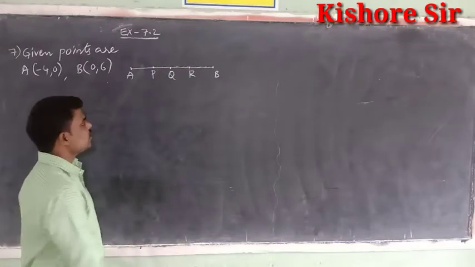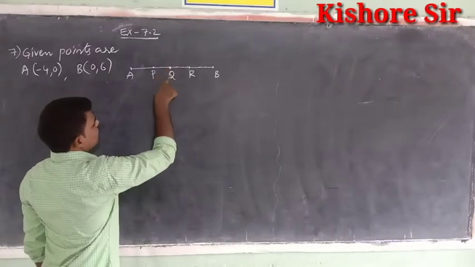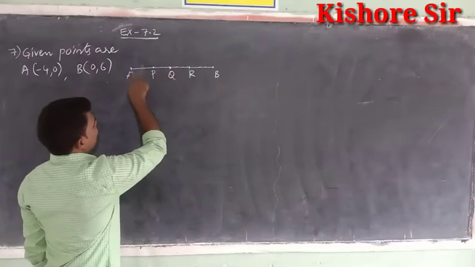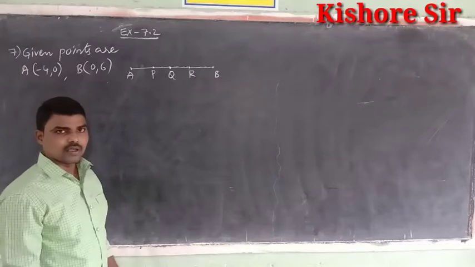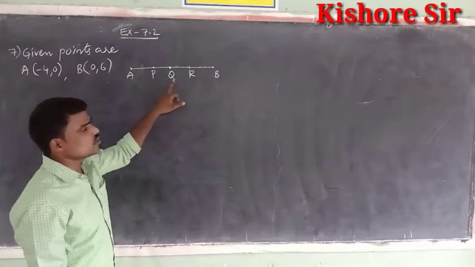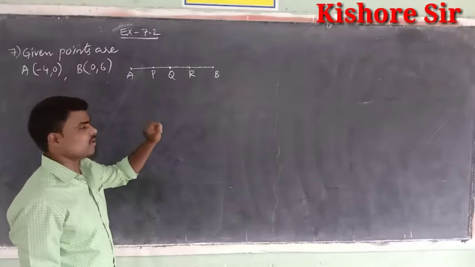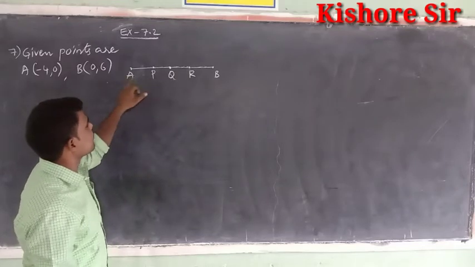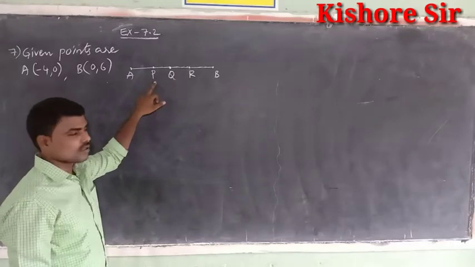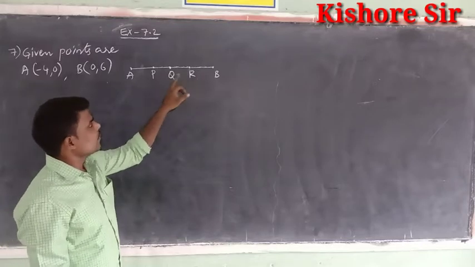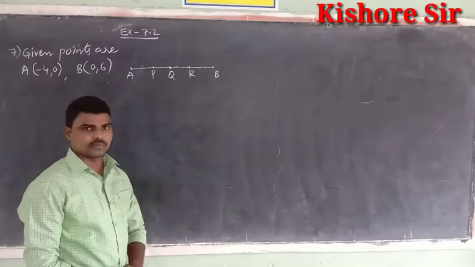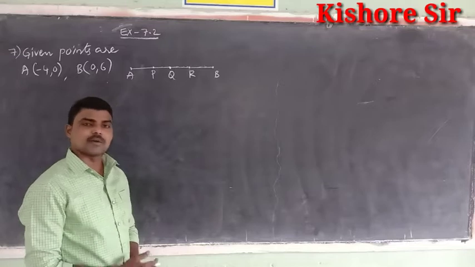Okay, see here. So observe here. Q is the midpoint of AB. What is the condition? Q is the midpoint of AB, P is the midpoint of AQ and R is the midpoint of QB. Okay, so what is the problem?